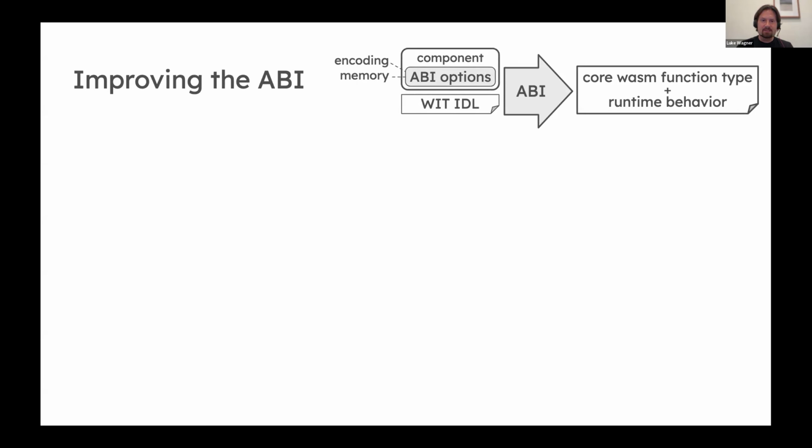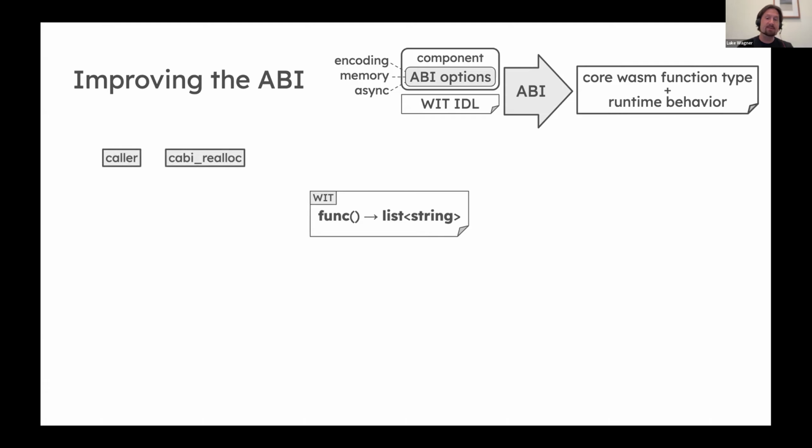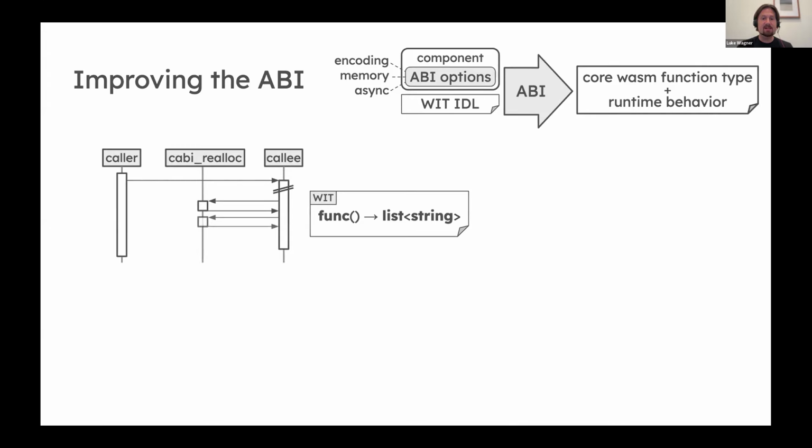So as background, if I import a WIT function returning a list of strings, the ABI requires the caller to specify a function that we usually call cabi_realloc. And when the caller calls the imported WIT function and the callee is ready to return its value, the host calls cabi_realloc to allocate memory for the elements of the list. And then it calls cabi_realloc again for each string's char buffer in the list, and then copies everything before returning to the caller.